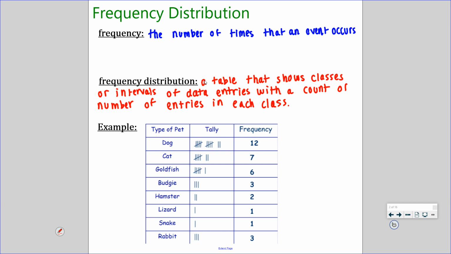So here's an example of a frequency distribution. If you went around and surveyed people and asked what type of pet they have, here are your tally marks, just keeping track. And then the frequency is the number of times people said dog, which was 12 in this case. How many people said lizard? The number of times that occurred was 1. So obviously these numbers in this frequency column should total what?